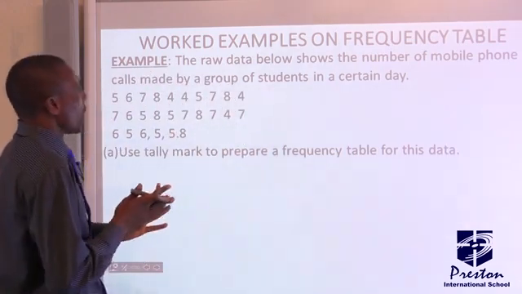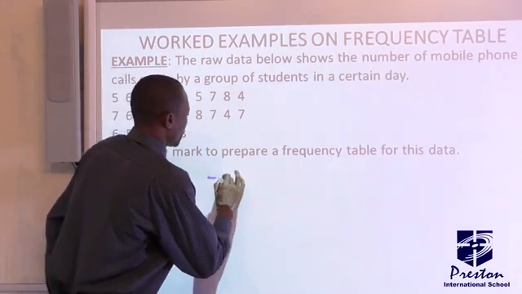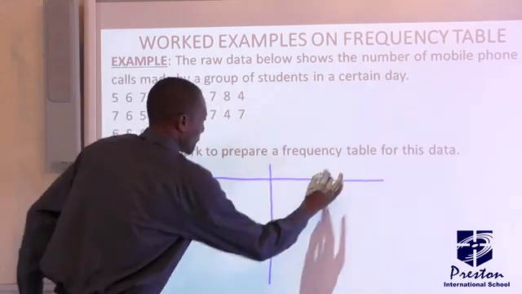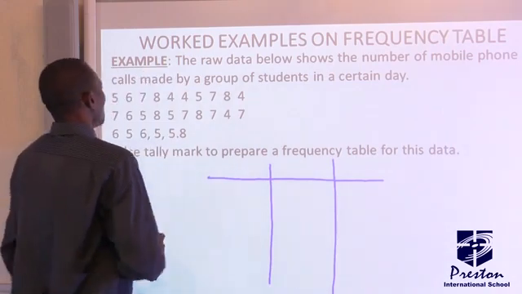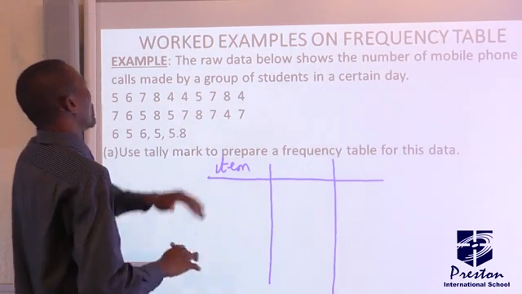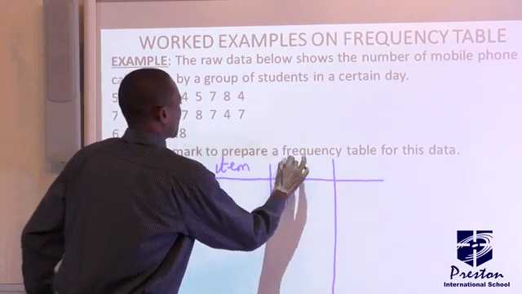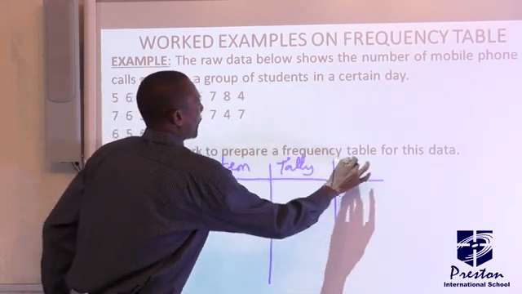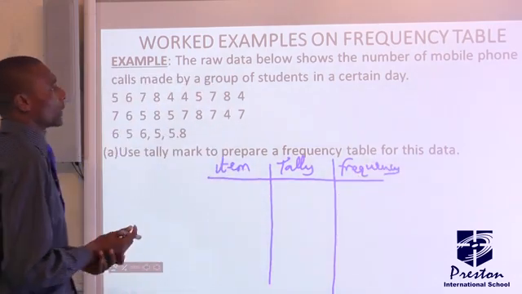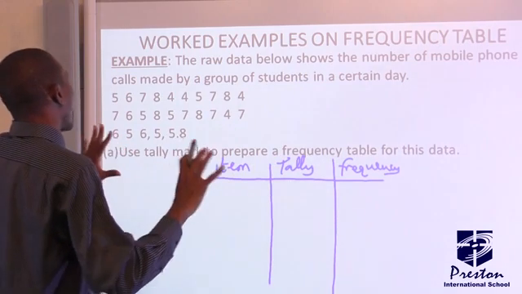To do this, I will need to create the frequency table. I have this. Here I have the item. The item simply talks about the number of phone calls. Here we talk about the tally, and here we have the frequency. Okay, looking at this, how many students made 4 calls?